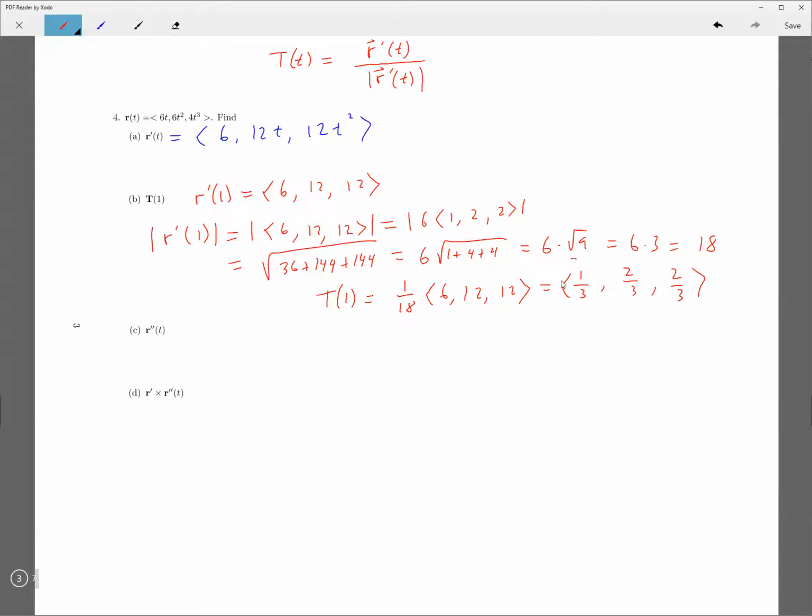Okay, so this answer should work right here. And then the second derivative, what do you think that's going to be? There's the 0, 12, 24t. So pretty much like you would expect it to be.